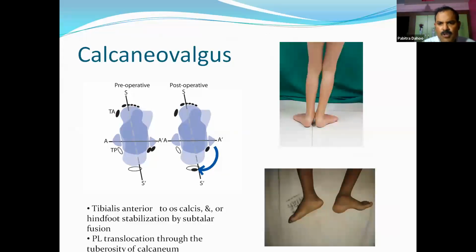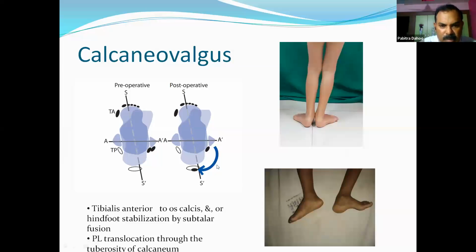Calcaneovalgus deformity, most of the time it is iatrogenic, as I said. With the overemphasis, you have lengthened the tendo Achilles and landed with this. Very difficult to correct in this case. However, there are methods described. Since the dorsiflexor is overpowering, tibialis anterior can be transferred to the calcaneus or to the tendo Achilles, so that we will gain power of the plantar flexor. As I said, plantar flexor is more important than dorsiflexors. Dorsiflexors can be managed by orthosis very well, but plantar flexor weakness is very difficult to manage.